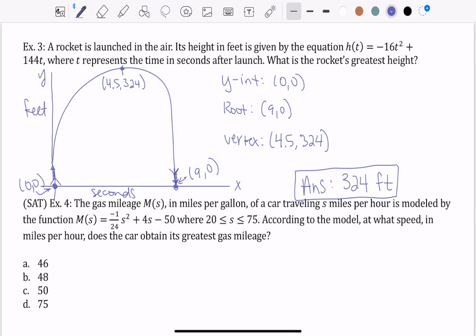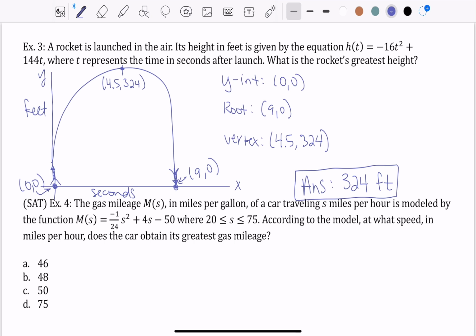I have drawn the picture, our rocket. It says it was just launched in the air. If it does not specify a platform, you can assume it's launched from the ground. And then I labeled over here my feet and my seconds. Like I mentioned before, it's super important that we practice labeling our axes, because when you're trying to write the answer on your own, you can get really lost in the numbers if you don't know which number means what. And then we're given our equation here, and it asks, what is the rocket's greatest height?